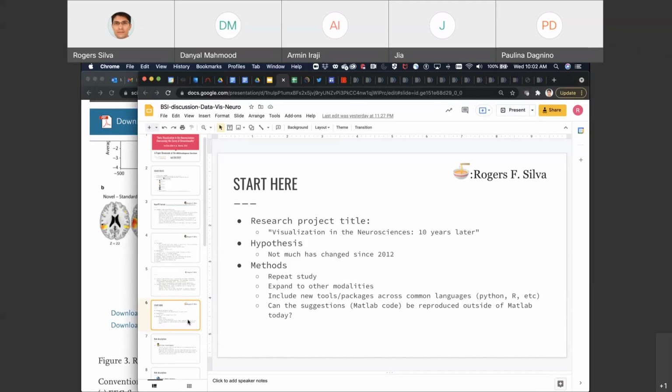Repeat the study, expand to other modalities, include, for context, the new tools and packages from across languages, Python, R, and so on, that are available today. And actually expand on the types of tools that they provided in MATLAB to see if they can be reproduced outside of MATLAB in these other packages or languages.